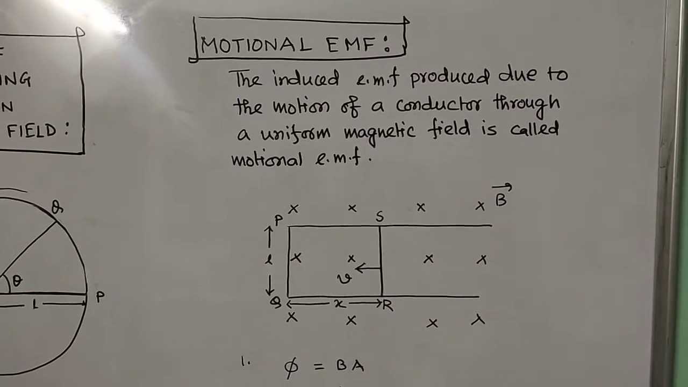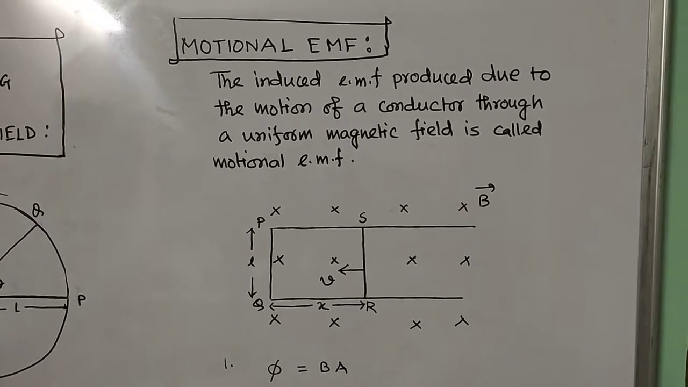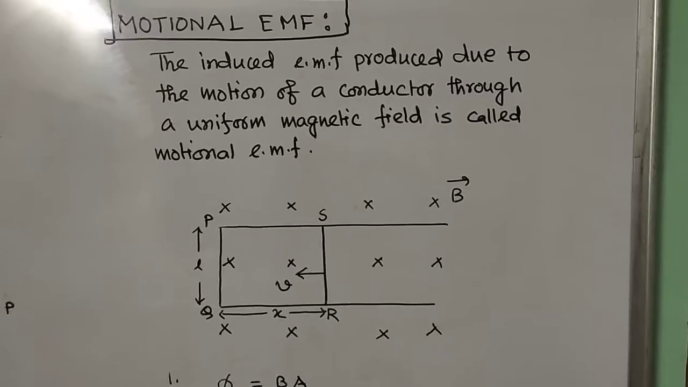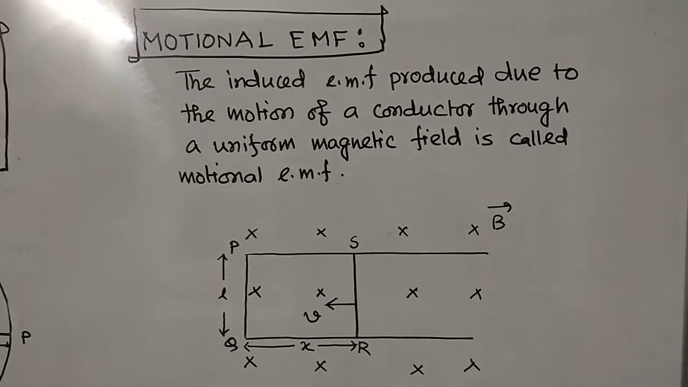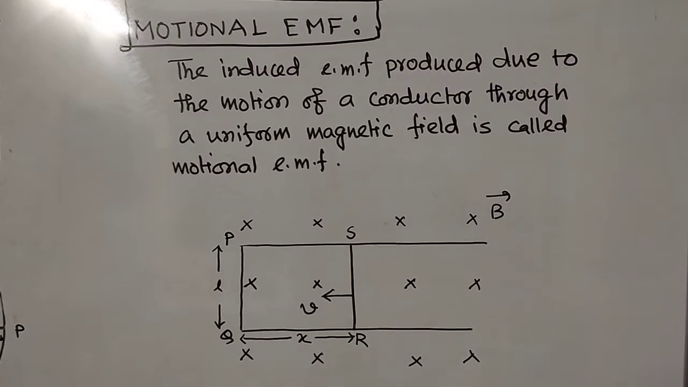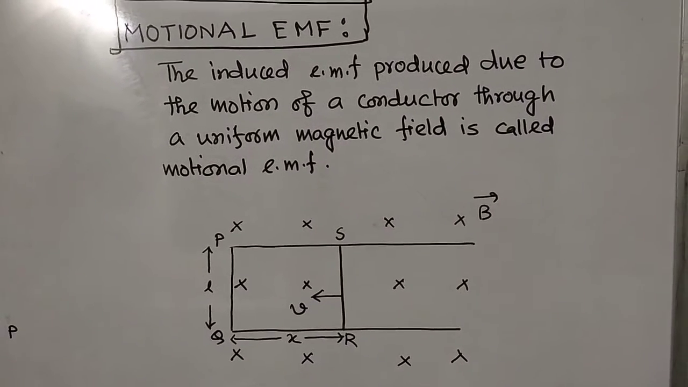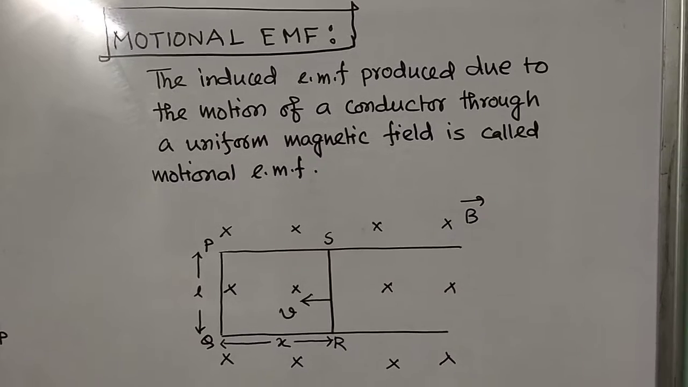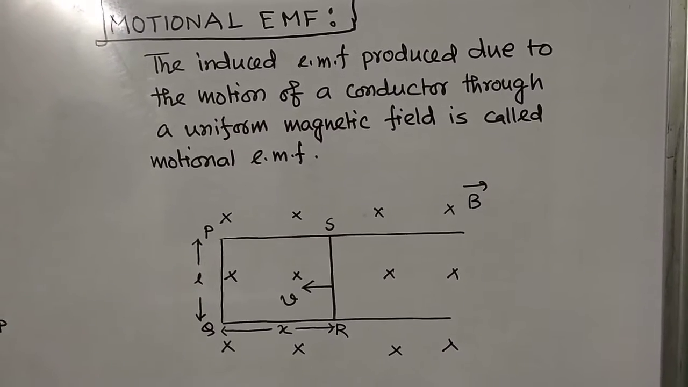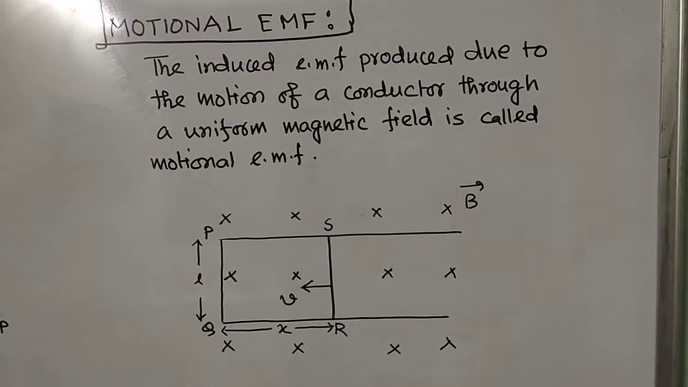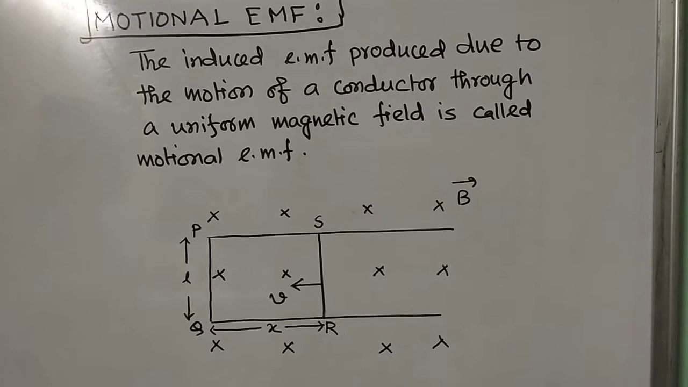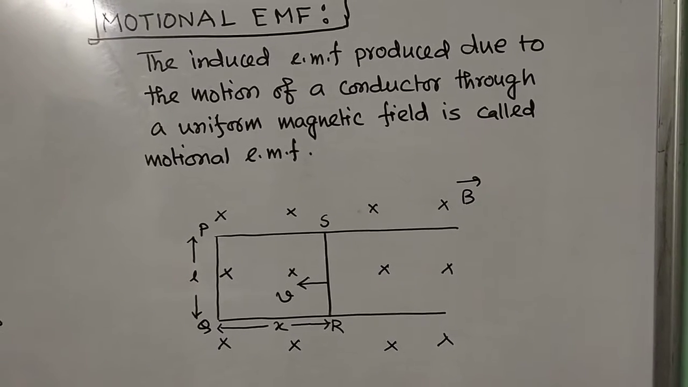So here also we are trying to vary the magnetic flux, and for that we have taken this frame. This is a U-shaped frame, and over this frame there is a movable wire SR. Now it is placed in the magnetic field B vector, and the cross symbol defines that the magnetic field is perpendicular to the plane. Now what we will do here, we will try to vary the magnetic flux by pulling the wire SR with the velocity V.